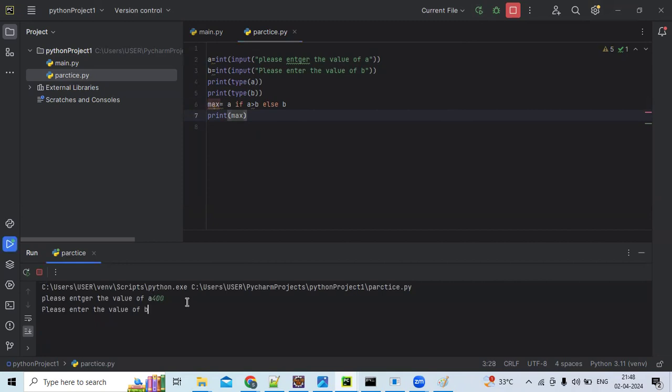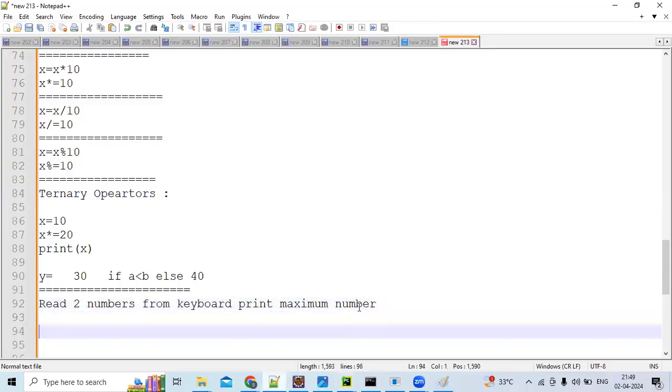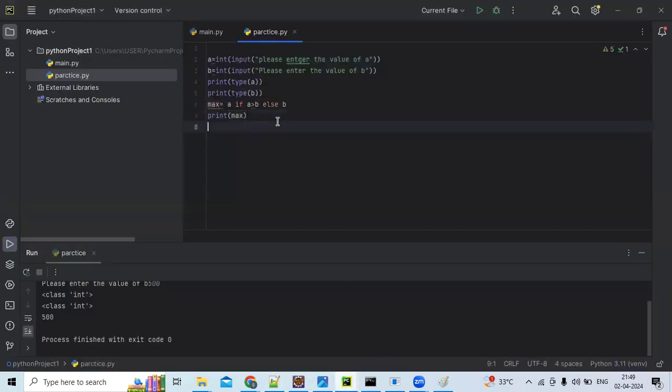Can we nest multiple if elses? Yeah, we'll try that also. Okay, see, the answer is 500. Okay, guys. Now we'll try the same program for ABC, 3 numbers. Now this is the question here. See, guys, you're slowly building the programs.